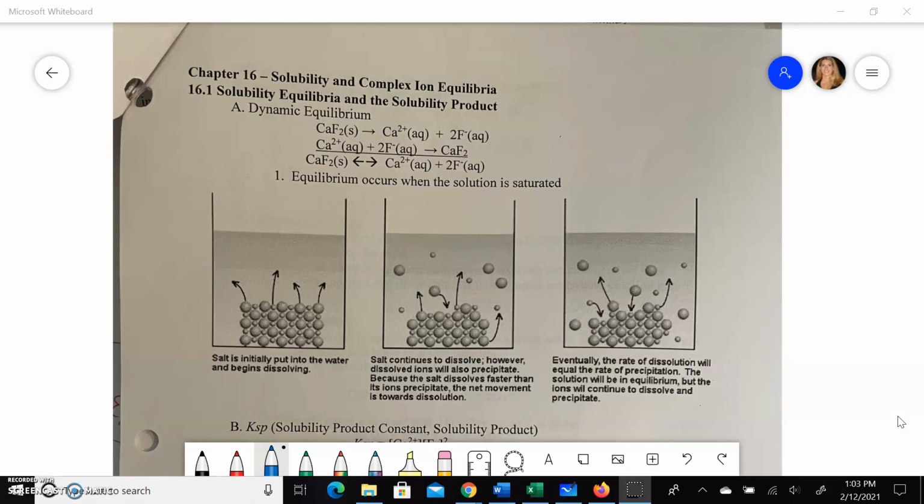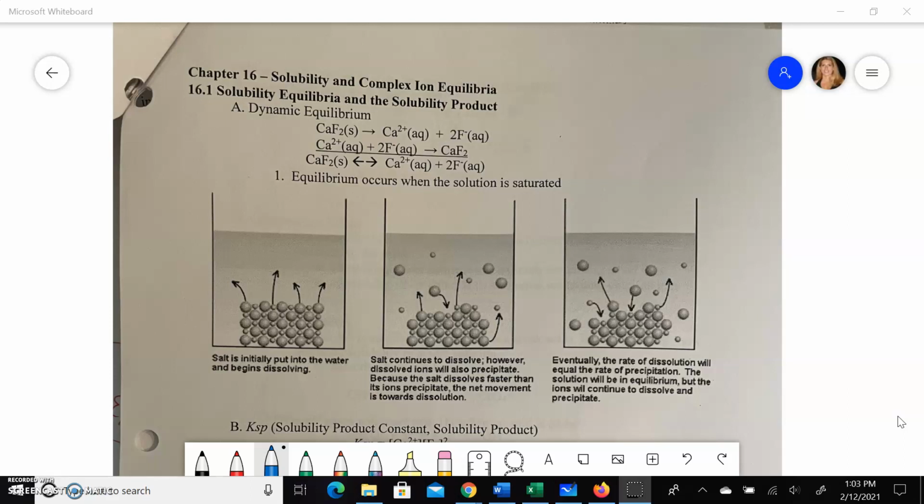So we have a solid, and we're going to break it into ions, and this is called solubility, the ability to dissolve. Notice in these pictures, we have a salt that is originally put into the water, and as water surrounds it, it's going to break off the pieces and form ions. But at the same time, some of the ions will stick back onto the solid. So we get an equilibrium situation where you have the solid breaking apart into ions at the same time that the ions are sticking back onto the solid.